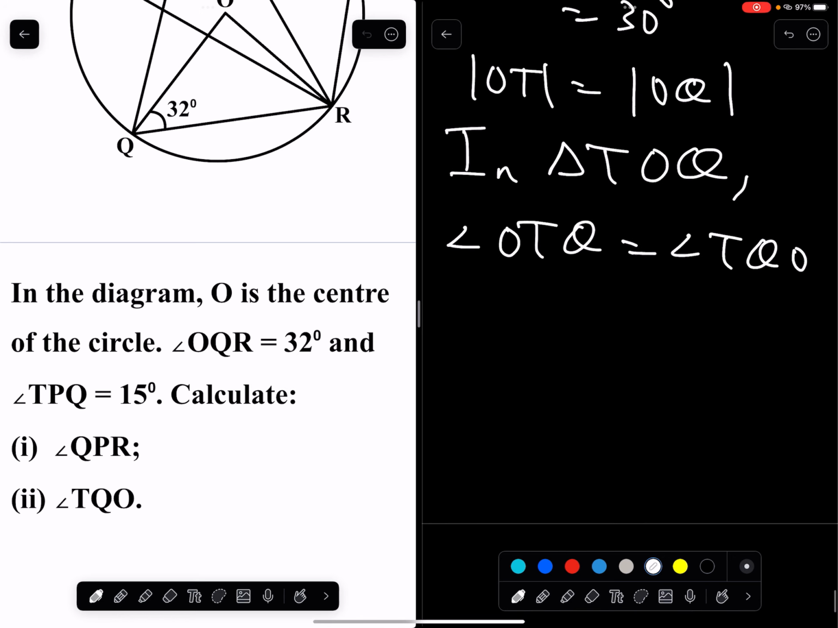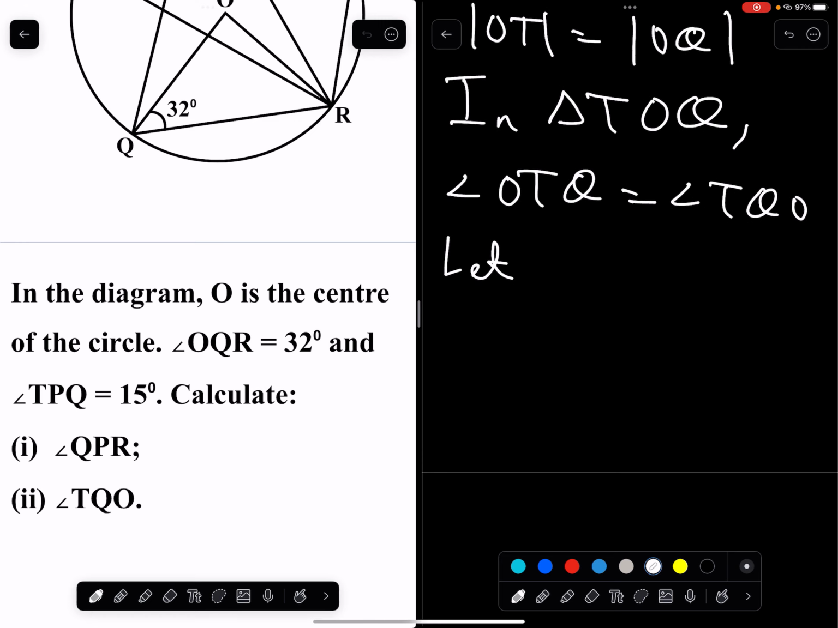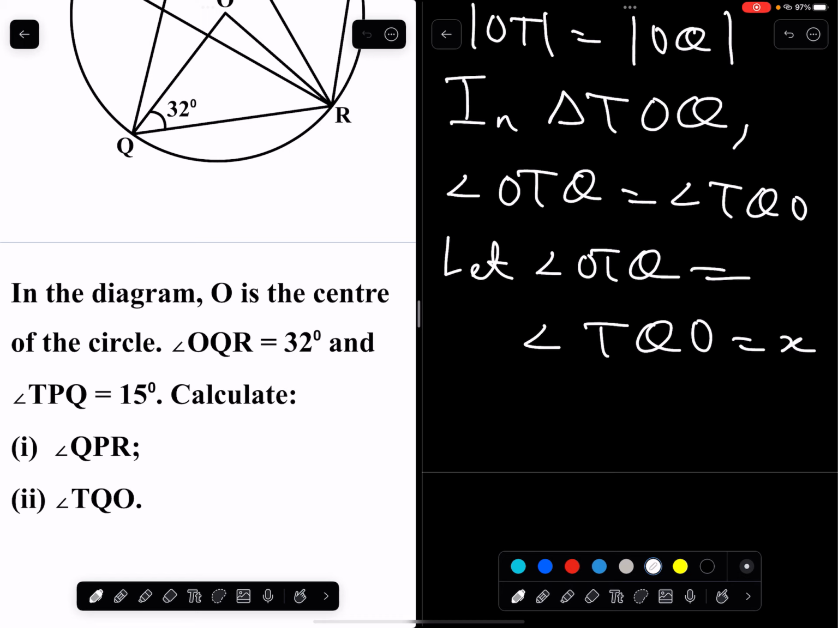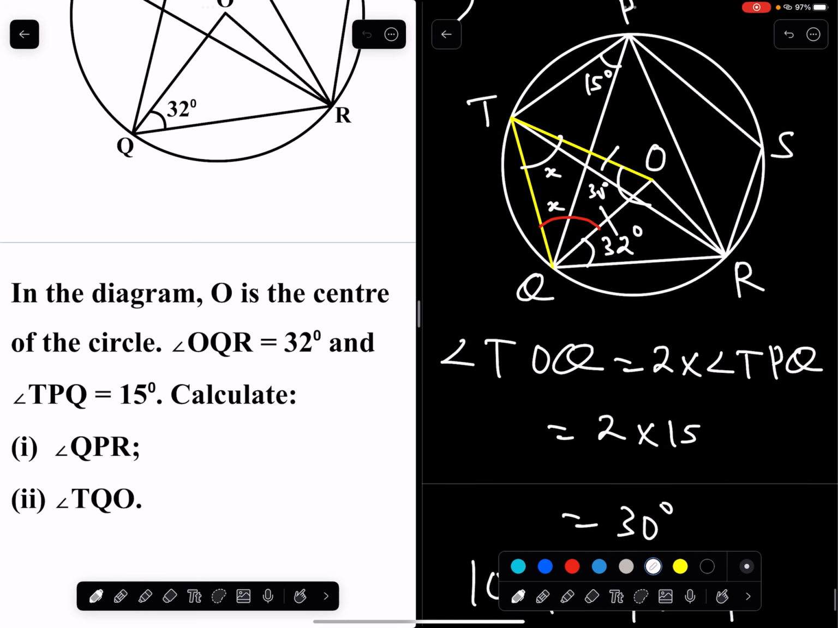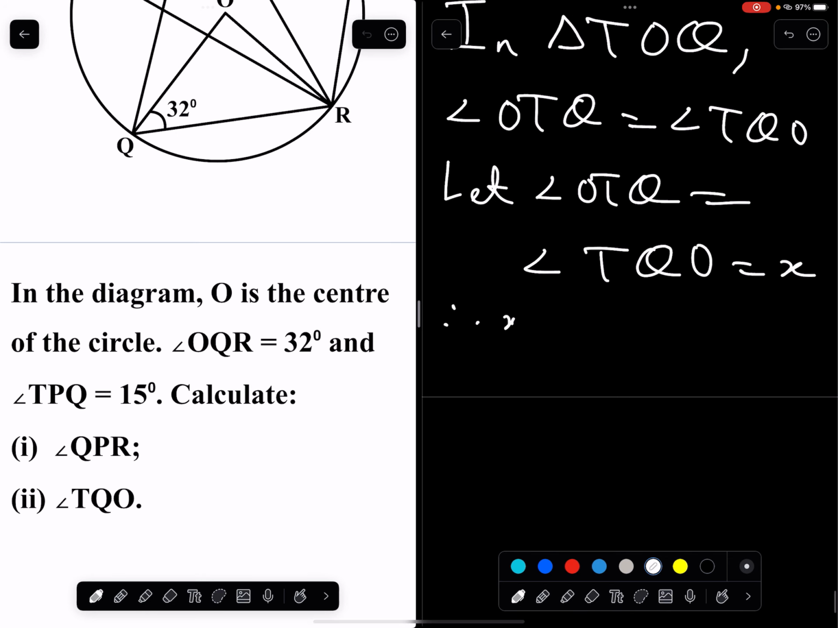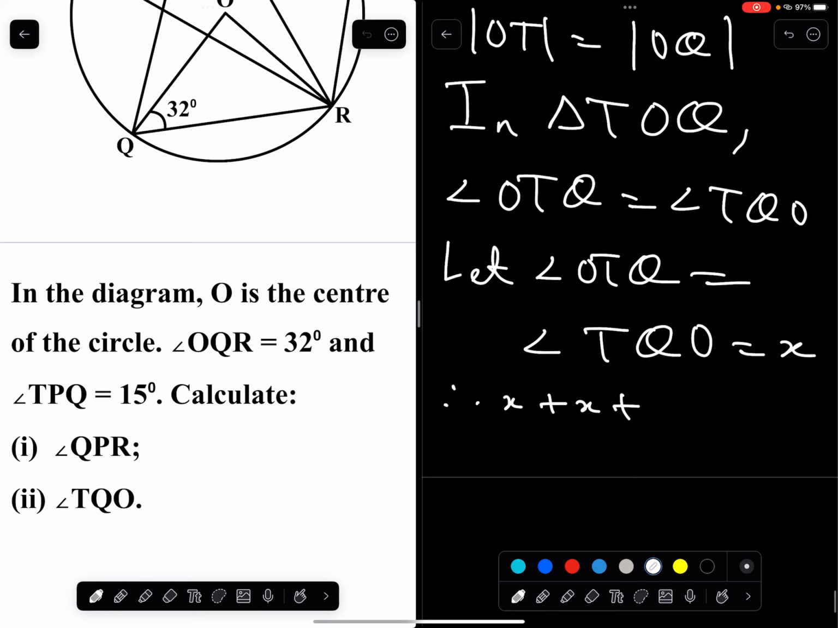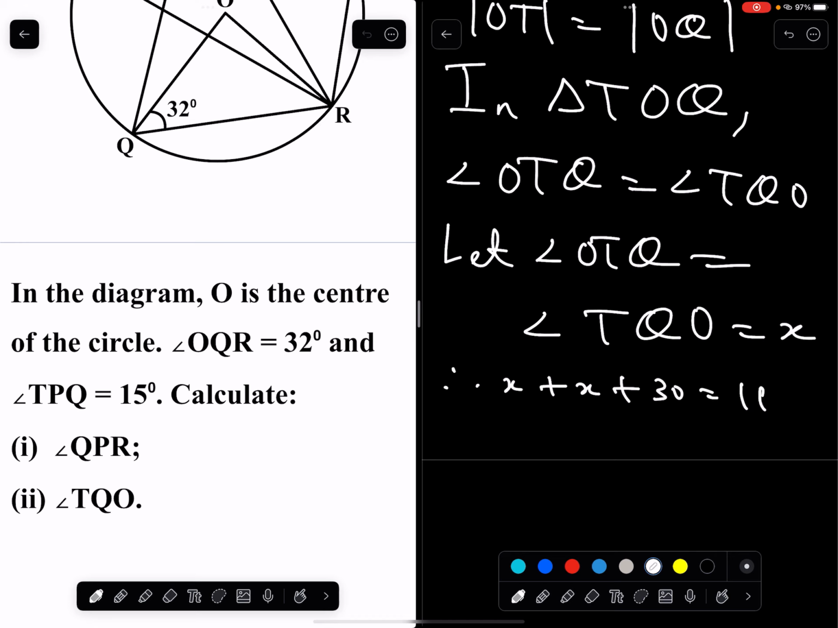Now, how do we find that? Since they are the same, we can just represent them using the same algebraic term. So I'm going to say let angle OTQ, which is the same as angle TQO, be equal to x. So in triangle TOQ, I can say x plus angle TOQ, which we already found to be 30 degrees, is equal to 180 degrees.